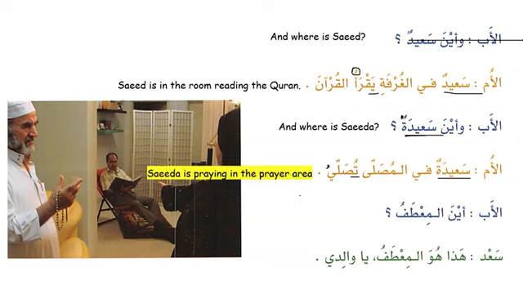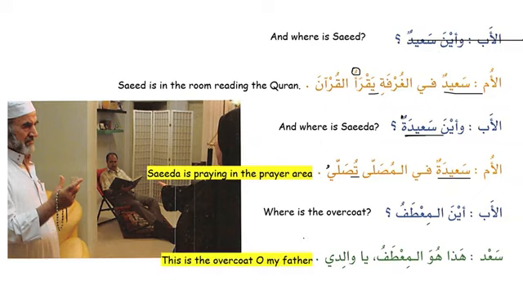So the mother says Sa'ida is praying in the prayer area. Al-Musalla is basically the prayer area. Musalla is a small place, whereas masjid is a big place for praying. Al-Ab: Ayna al-mi'tafu? And now the father says, where is the overcoat or the raincoat? And Saad says, Hada huwa al-mi'tafu ya walidi. Saad says, this is the overcoat, oh my father.